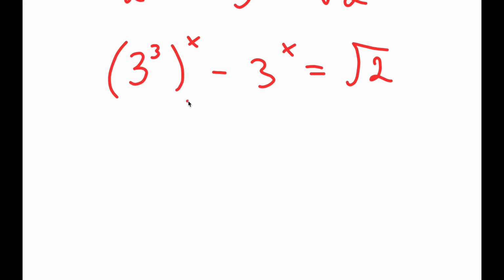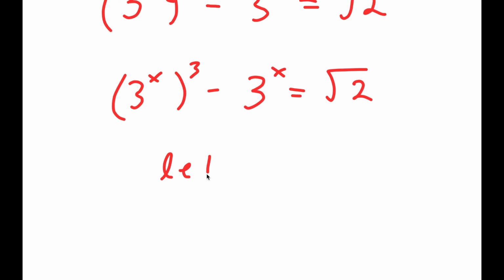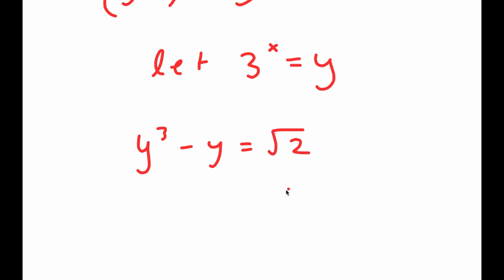And now from here, I'm going to rearrange these. So I get 3 to the power of x to the power of 3 minus 3 to the power of x is equal to the square root of 2. Now I'm going to let 3 to the power of x equal to the variable y. So I get y to the power of 3 minus y is equal to the square root of 2.